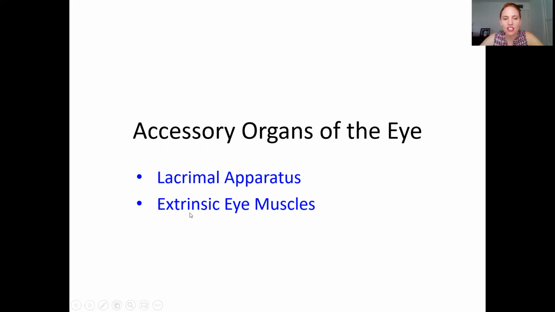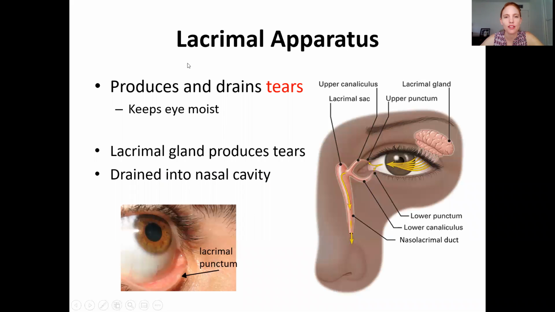Then we have the extrinsic eye muscles, extrinsic as in on the outside of the eye, and they're going to be the ones for opening and closing the eyelids and also moving the eyes around. Okay, let's start with the lacrimal apparatus.